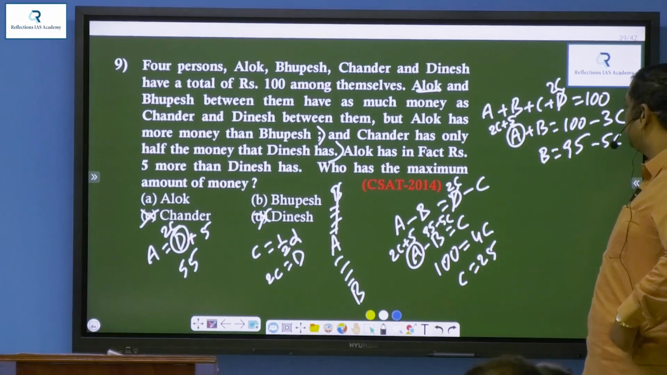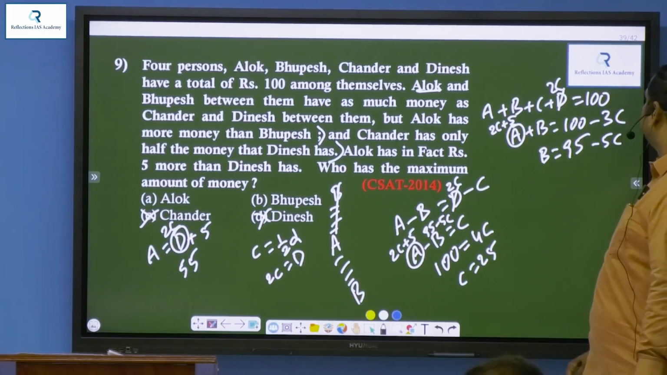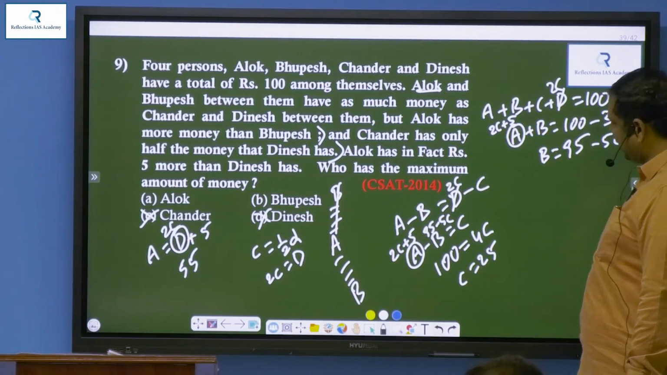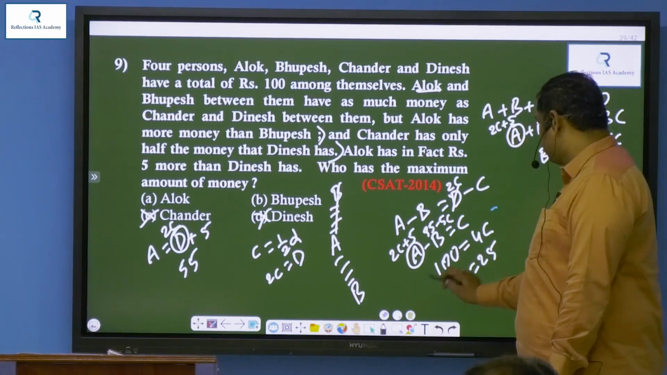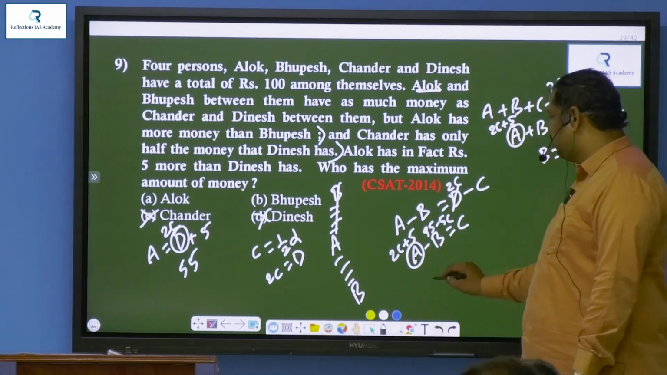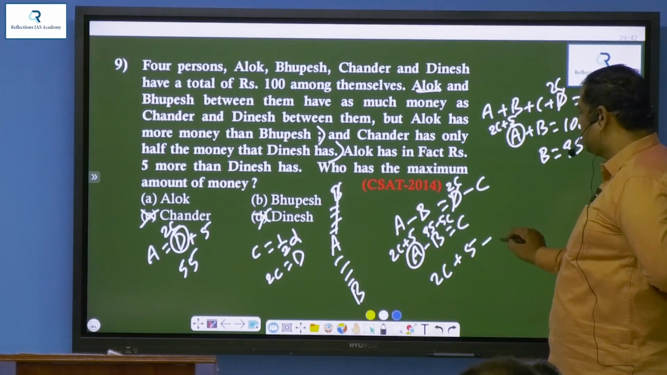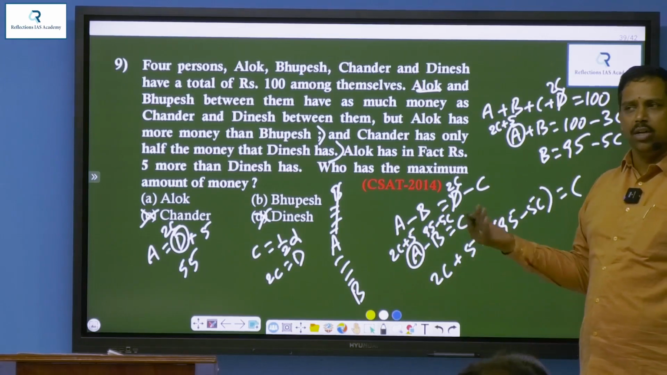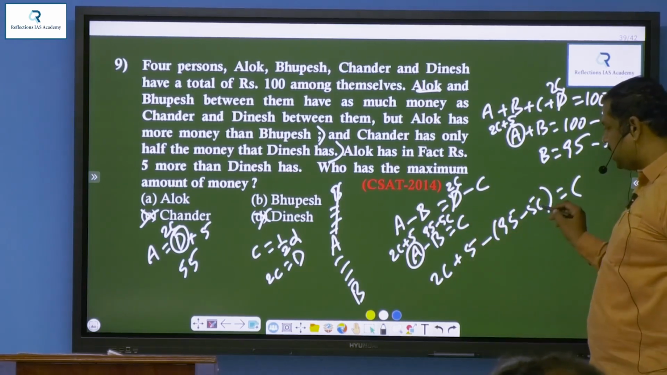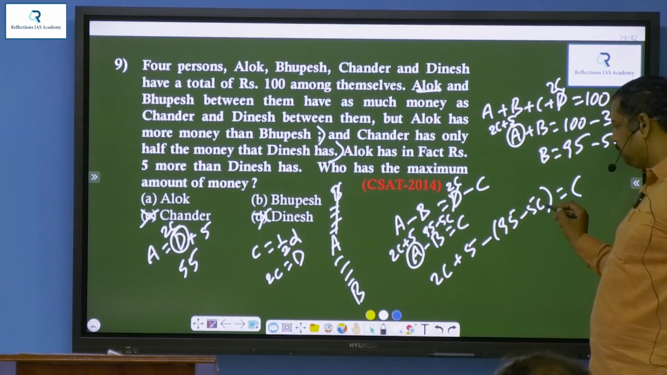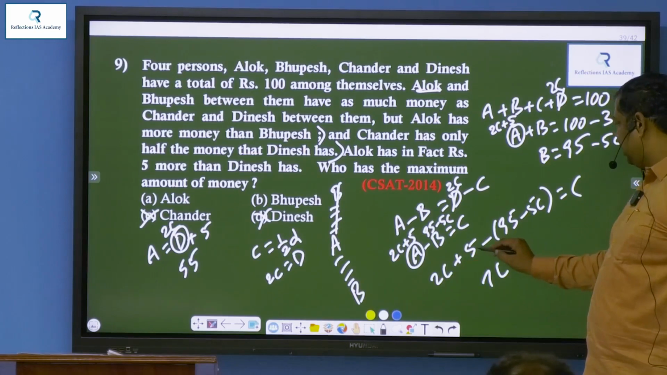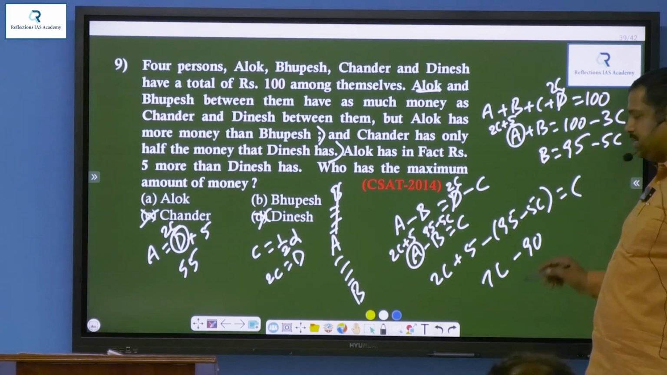A minus B is equal to C. A means 2C plus 5. B means 95 minus 5C. Yeah, in between we have a minus sign here. We forgot it. Observe, 2C plus 5, this is minus. Right or wrong? Completely changed it. Minus of minus will become plus. Plus 5C plus 2C, 7C. 5 minus 95, minus 90 is equal to C.